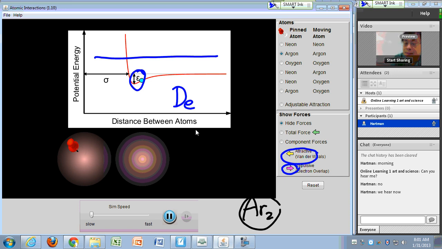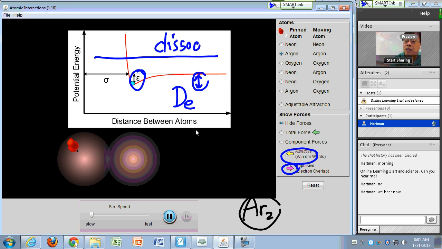We can say that these two particles are trapped in a potential well. But if they gain energy at least equal to epsilon, we'll be able to set them free from each other. We can make them separate, or the word is dissociate. That's why this D sub e symbol is called the dissociation energy. So you need to provide them with at least that much energy, D sub e, shown here as epsilon, to get them to dissociate.